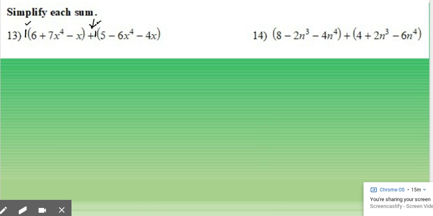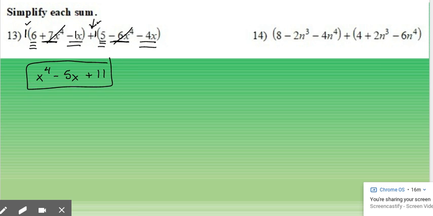So the biggest exponents first, my x to the fourth. 7x to the fourth plus negative 6x to the fourth is 1x to the fourth. The next biggest exponent is x to the first. So we have negative x and negative 4x. So negative 1x plus negative 4x is negative 5x. And then I have my numbers, 6 plus 5 is 11. And I'm done.